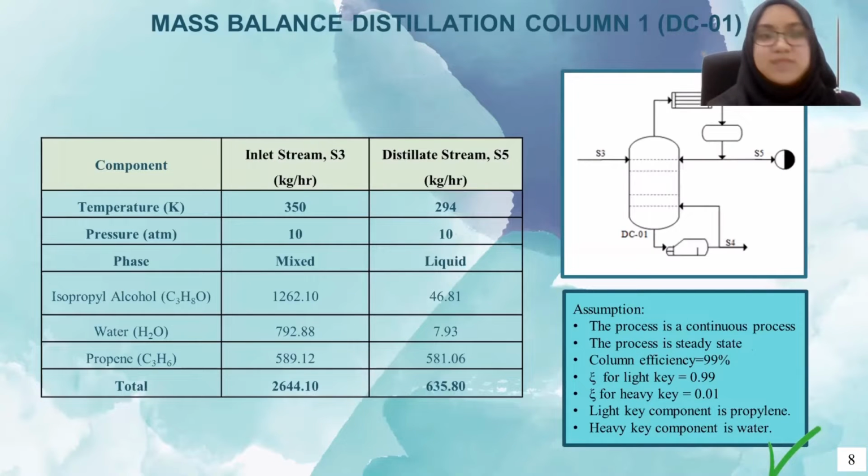Next, we'll look at the mass balance for distillation column 1. In distillation column 1, the assumption is that the process is a continuous and steady state process in which the column efficiency is 99%. We also selected the light key component and the heavy key component of this distillation column according to the component volatility. The selected light key component is propylene, while the heavy key component selected is water. The Xi for light key and Xi for heavy key are 0.99 and 0.01 respectively.